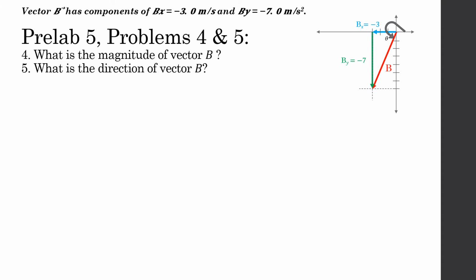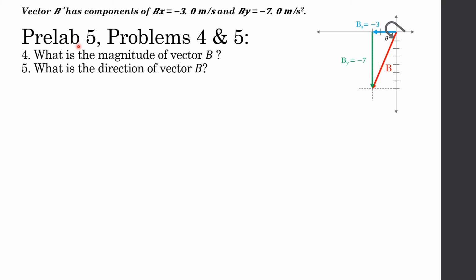Once again, we have problems that were grouped together on the sheet, so I kept them together for the pre-lab. So problems 4 and 5, we want to know for vector B, what is the magnitude of vector B, and what is the direction of vector B. And you can see up here we have the prompt. They tell us vector B has components -3 in the x direction. Okay, so -3 in the x direction and -7 in the y direction. So -7 here. So I tried to do an illustration of what vector B might look like.